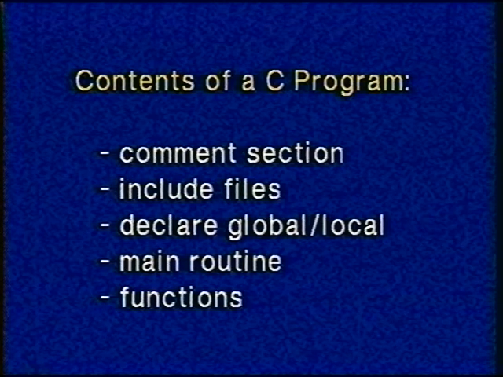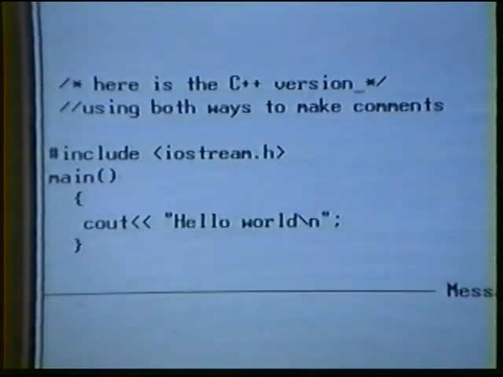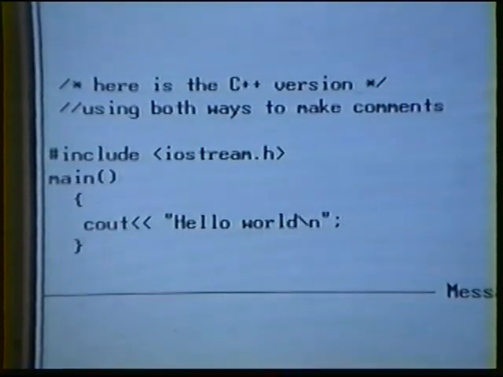So to recap, every C program will contain the following parts, which we'll discuss in more detail later: a comment section, one or more include statements, some global and local variable declarations, a main routine, and one or more functions or calls to outside library functions. Here now is the C++ version of the same Hello World program.